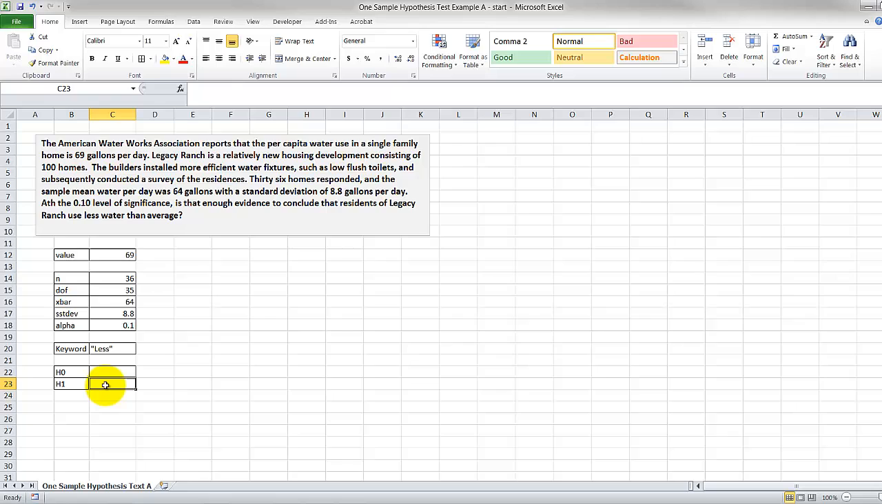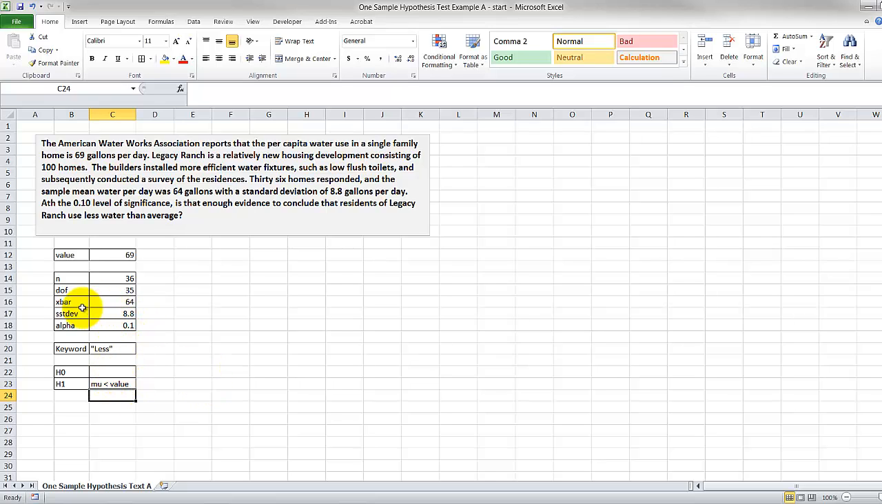So the alternative is what we have to base our analysis on, or at least to me, it makes the most sense. We're reporting that we want to compare our sample to a value of less than. So what we're actually doing is comparing 64 to 69, statistically, of course. So what we want to say is our sample mean, and I'll call that mu, is mu less than the value. Okay, that's really what we're testing here.